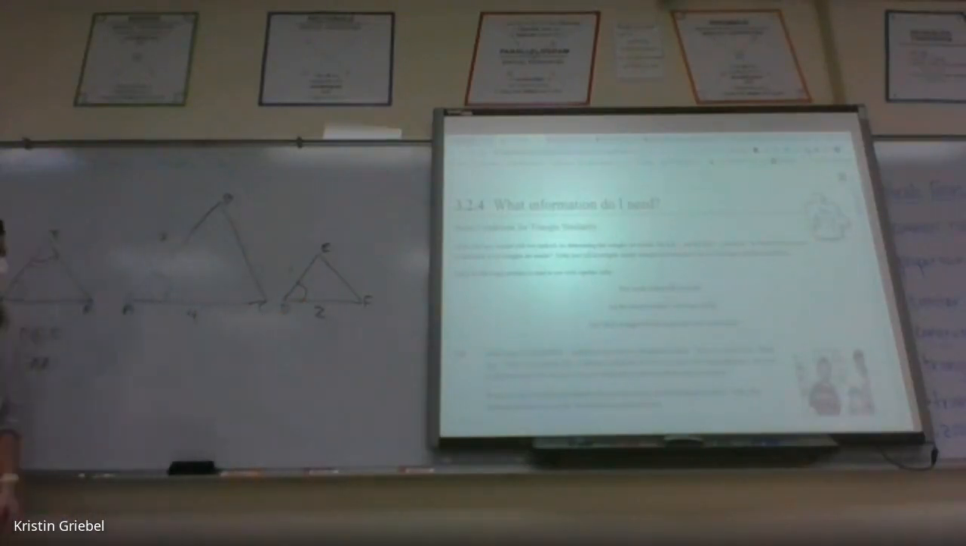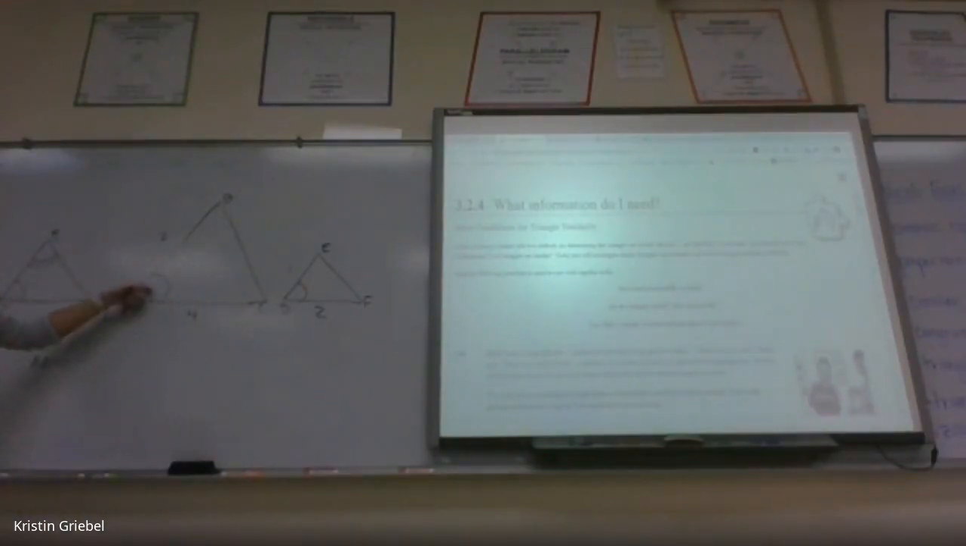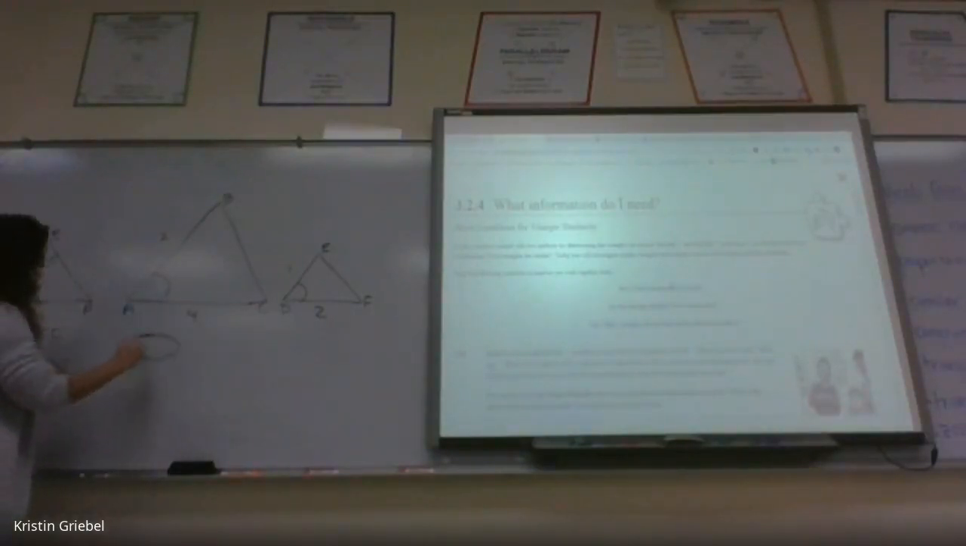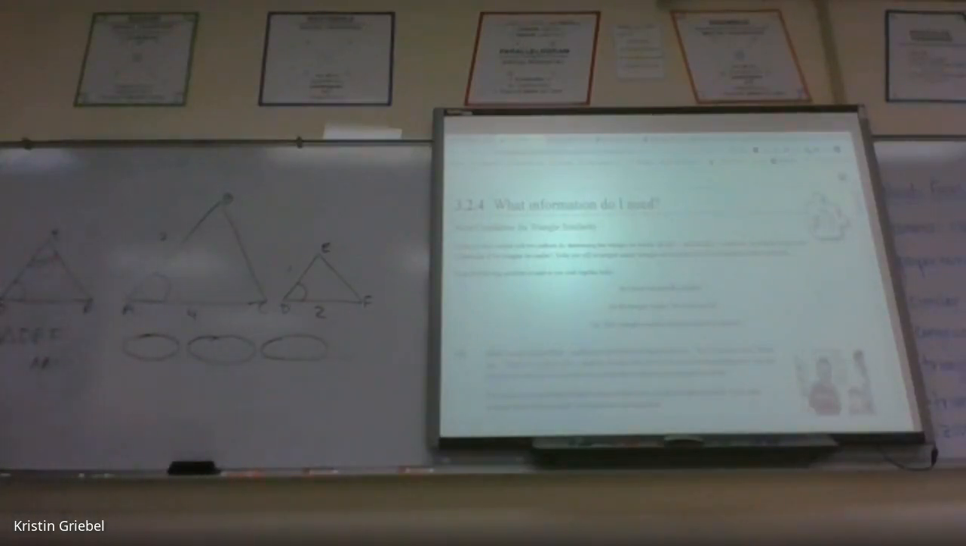So this represents side angle side. We have two sides that are proportional to each other, and the angles in between them are congruent. So since I have a picture that looks like side angle side, do I just say yep, it's side angle side? No, what do I have to check? So what angles are congruent to each other? A and B. Okay, so if we were doing a flow chart, we would write angle A is congruent to angle B.